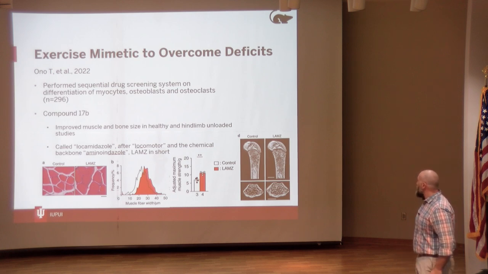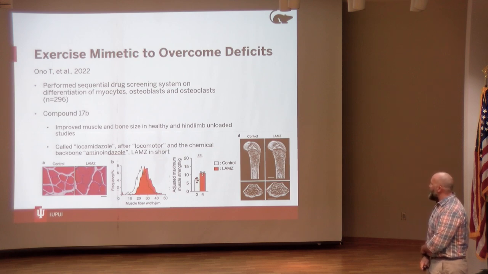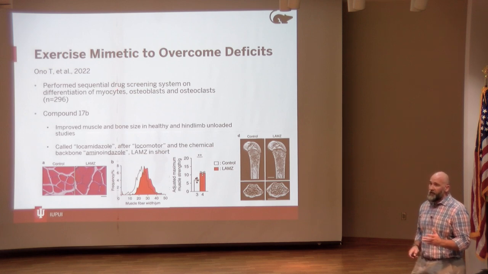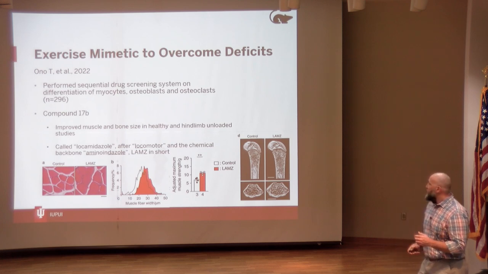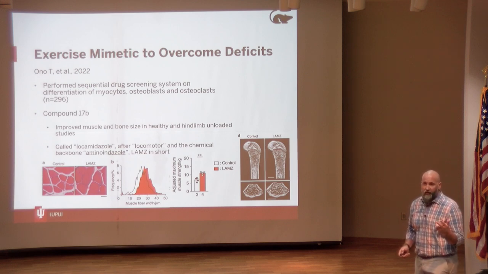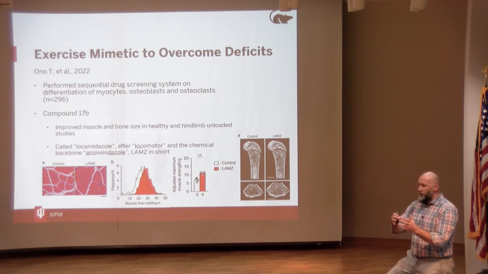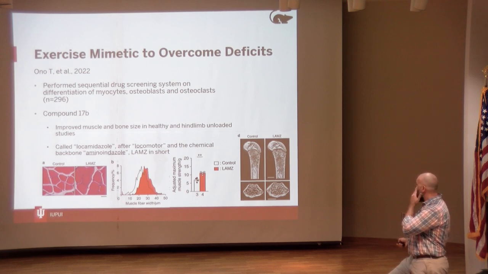The other thing that we did was we're looking for an exercise mimetic to overcome some of the deficits. This group, Ono, did a sequential drug screening for over 296 compounds. Of the 296, this compound 17B did a really nice job of increasing muscle and bone. So they did this in healthy animals. They also did this in cell culture, and they also did this in a hind limb unloading study. And you can see that the muscle is bigger in the LAMS treated animals. This is a shift to the right, so they have a higher proportion of larger fibers, as well as they are stronger. The bone is also less porous, it's stronger in the LAMS treated.